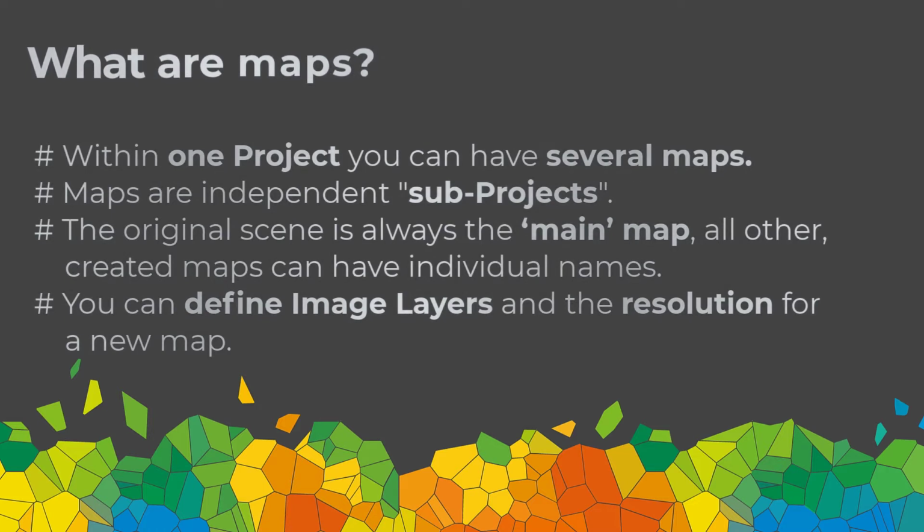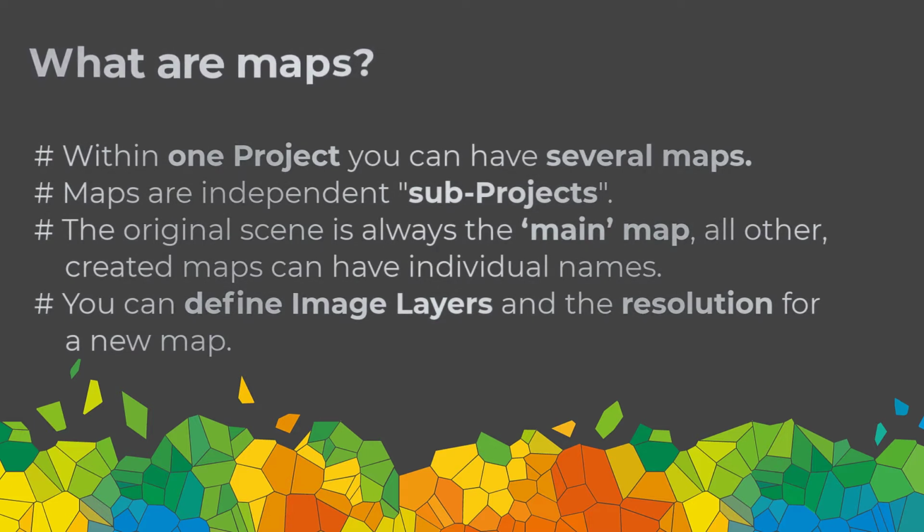Actually, if you've been using eCognition, you already used a map, which is always called the main map. But additionally, you can create different maps or additional maps to the main map that you already have. And maps are independent sub-projects. That's how I always envisioned it for me at the beginning. It will make sense if you use maps in your projects, but at the beginning it makes sense to think of maps as sub-projects within your main project.